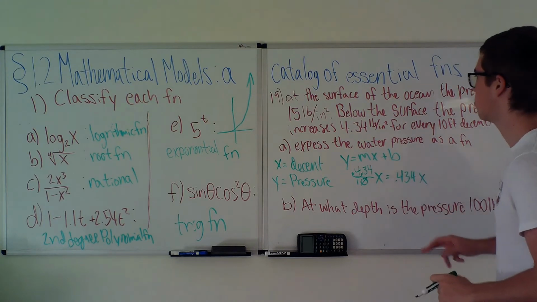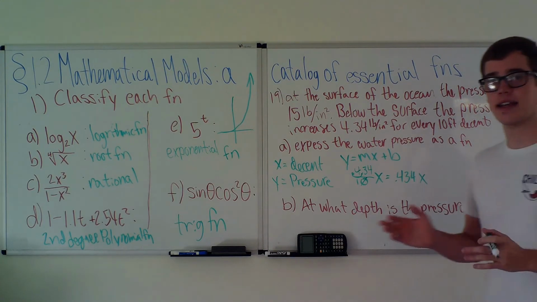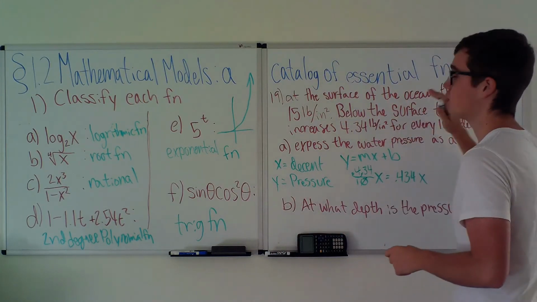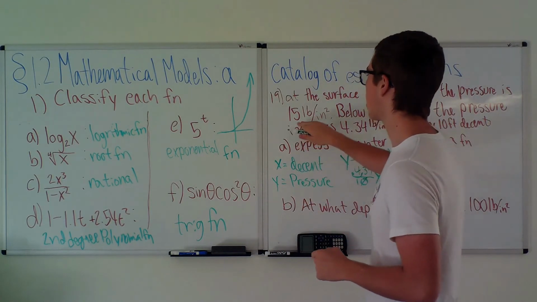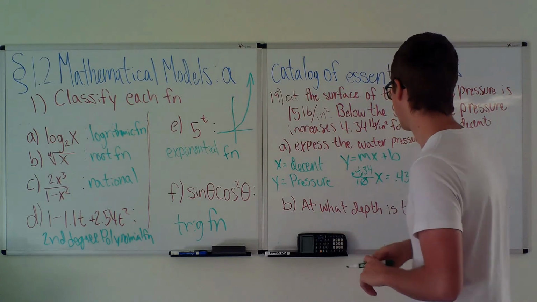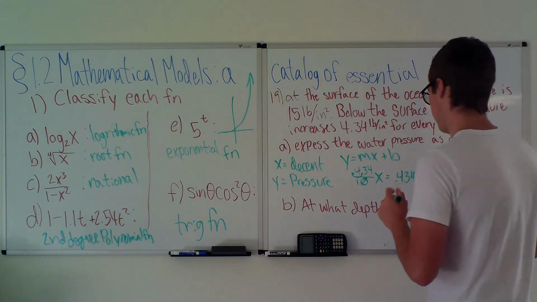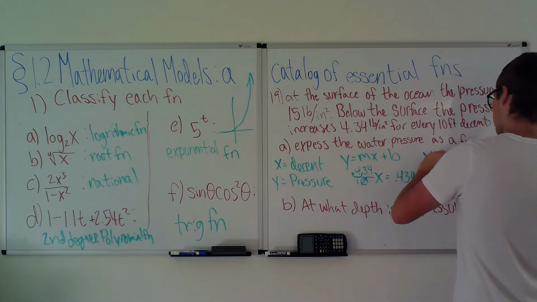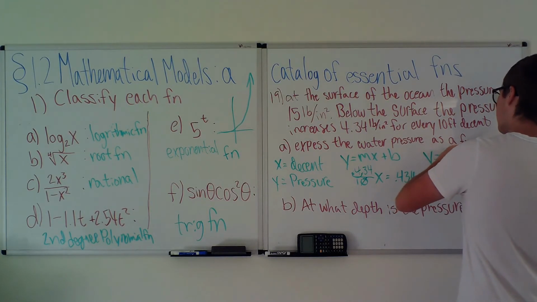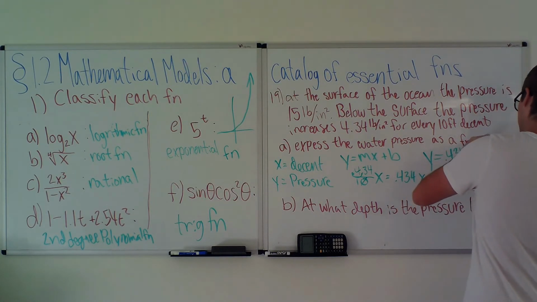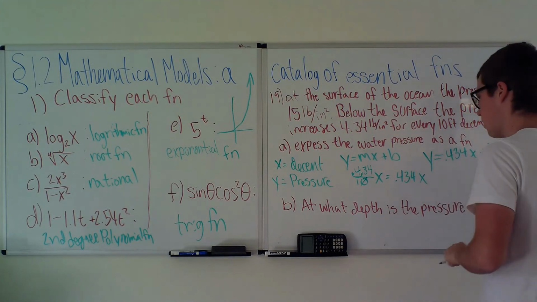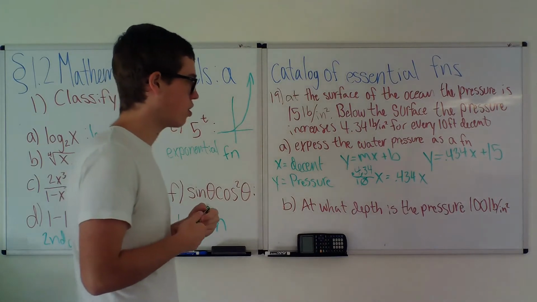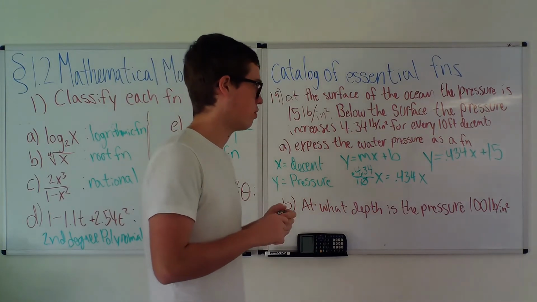Now, what is our b? Well, that is when our x equals 0, so our descent equals 0. That would be at the surface of the ocean, and it's given to us as 15 pounds per inch squared. So now we have our function: y equals 0.434x plus 15.